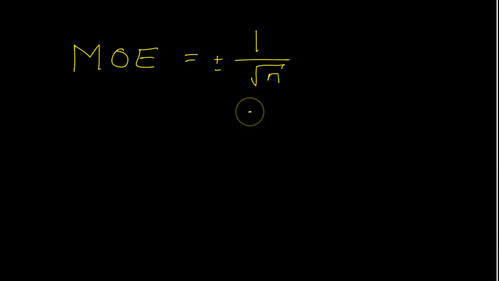Back in the day, we first learned about margin of error. I gave you a really simple formula for it, and I said it was going to be plus or minus 1 over the square root of n. Do you remember what n represented? The number that was given, the sample size, how many people or whatever you had.